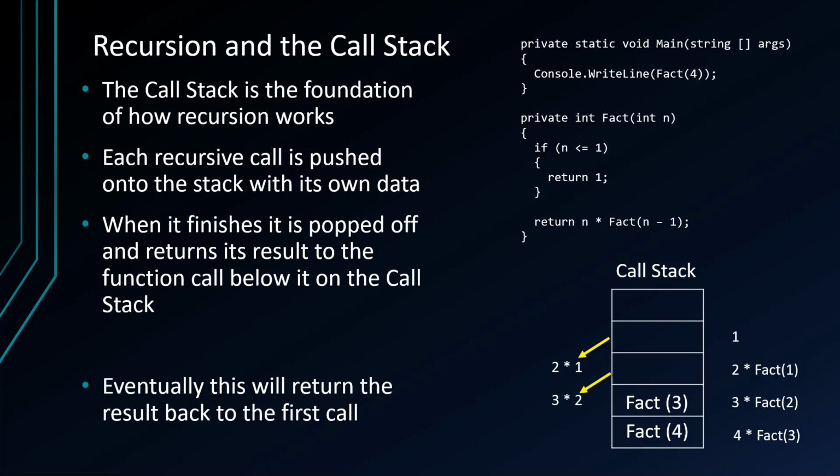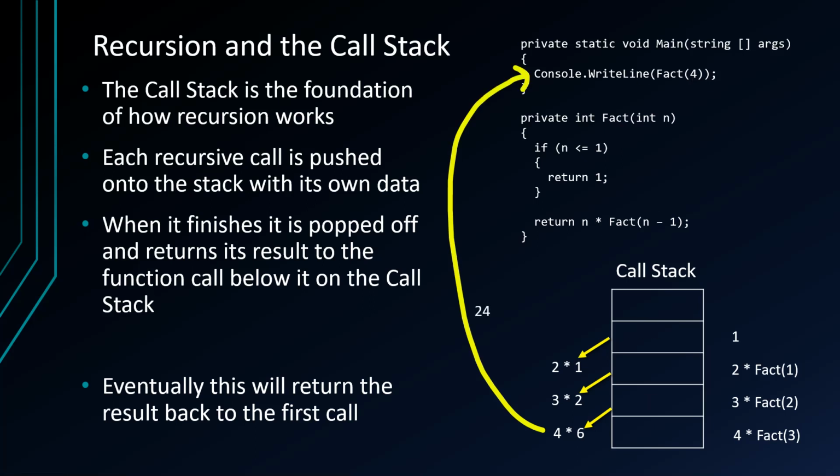So now we have fact 3, and that's 3 times 2, which is, of course, 6. So fact 3 gets popped off the stack, so our answer is 6, and that gets returned down to fact 4. So we have 4 times 6. We do the math, we get 24. So this one completes. We've finally done this last operation. So when it returns, it's going to come all the way back up to the original call of fact 4. And that 24 gets returned as a result.